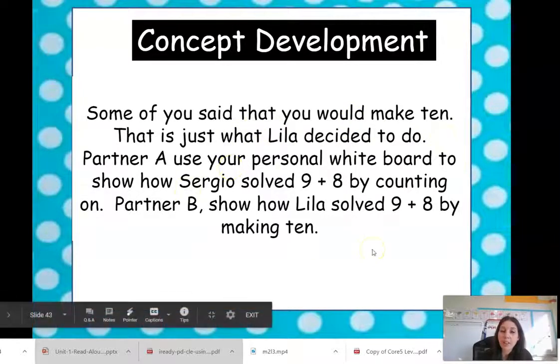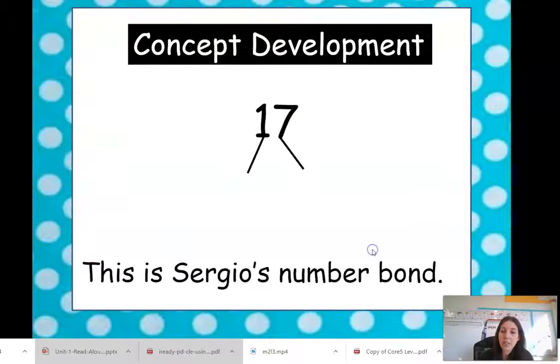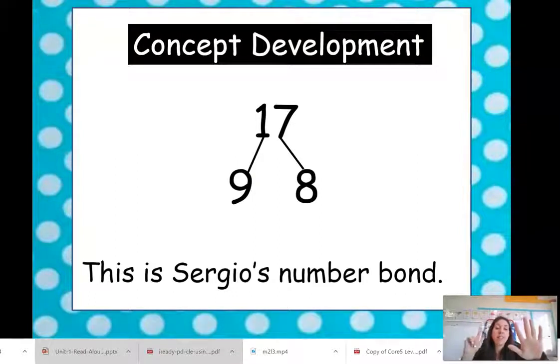So this is Sergio's number bond, and he did 9 plus 8, and he counted up. So he said 9, 10, 11, 12, 13, 14, 15, 16, 17. That's how he solved his.